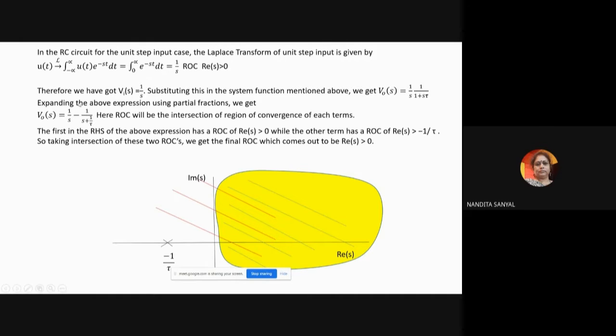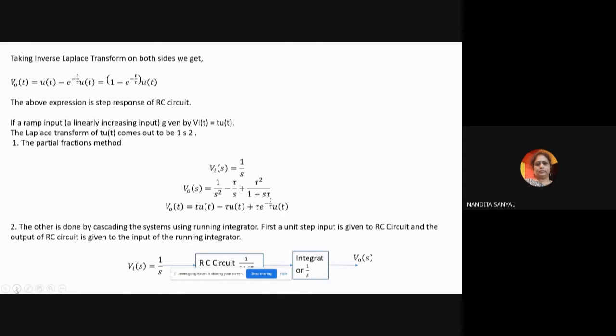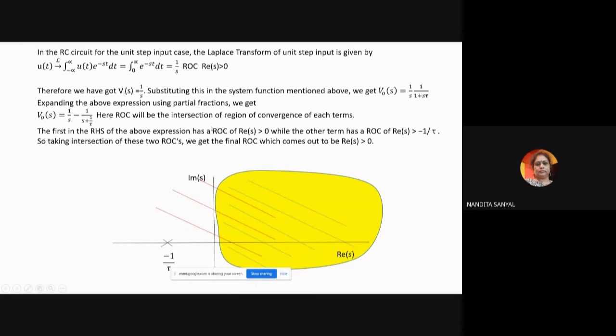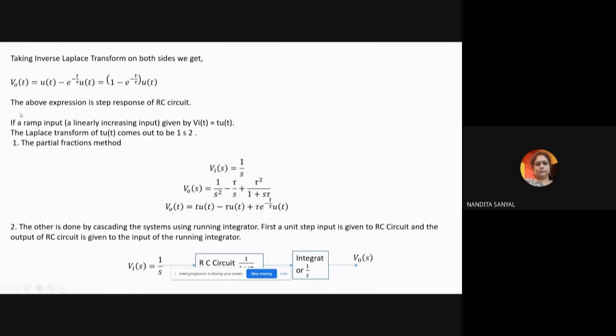So for the first part, the ROC is the entire right half of the S plane, and for the second part, the ROC is starting from just minus 1 by tau to this. So this portion, this yellow portion, is the region of convergence for this function. Now, this is the unit step response of the RC circuit. Now, if we take the ramp, the output will be given by taking the inverse Laplace transform, and it will be given by this.